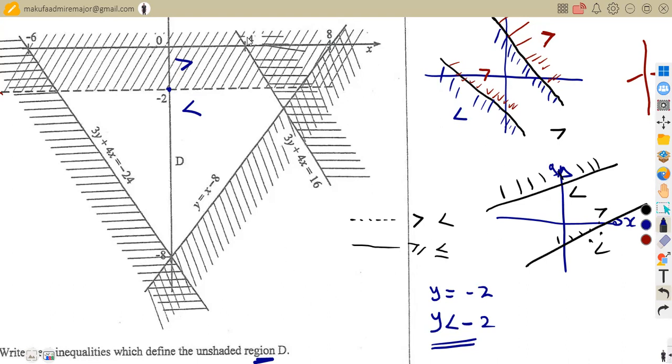Let's see the other one. Let's move on to this one. This one, it's a continuous line. We are given this equation as 3y plus 4x is equal to 16.